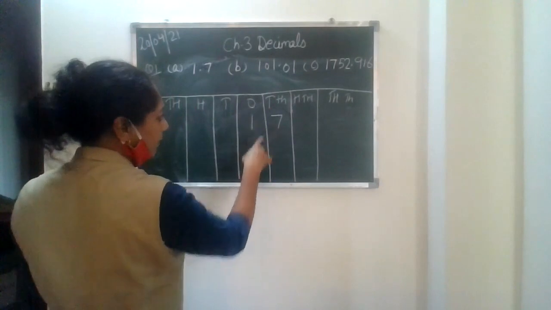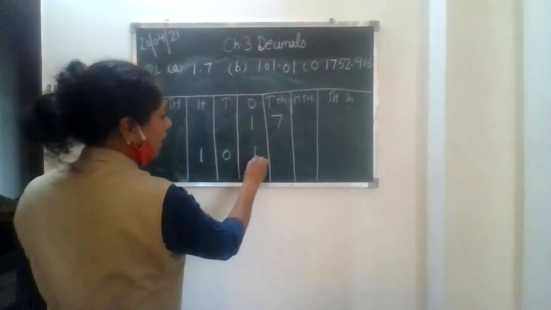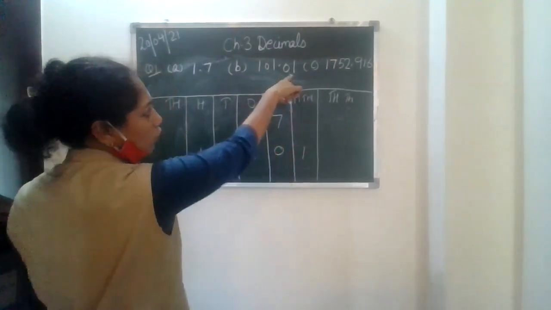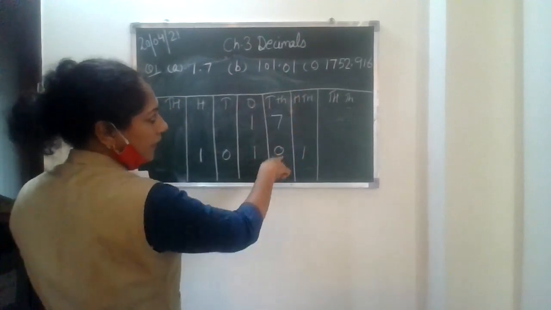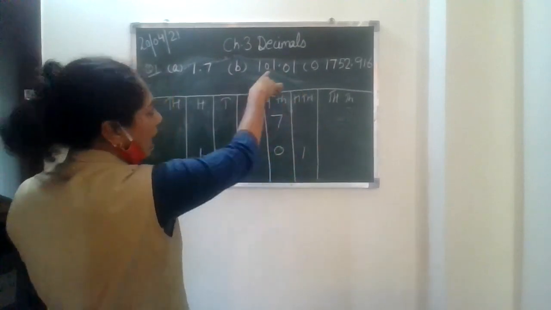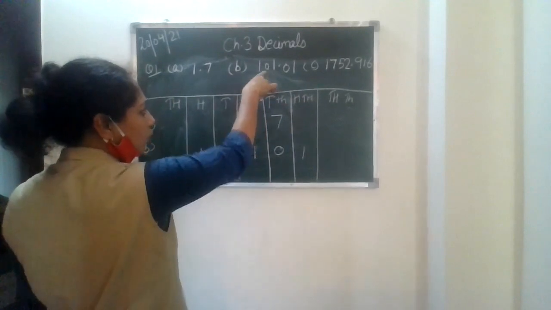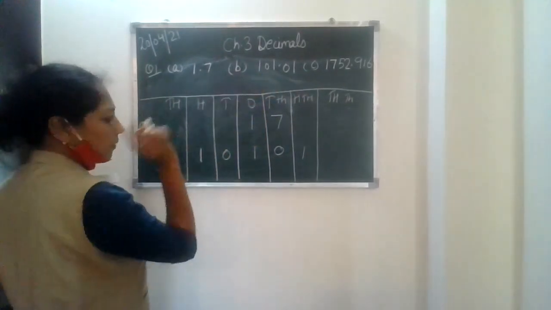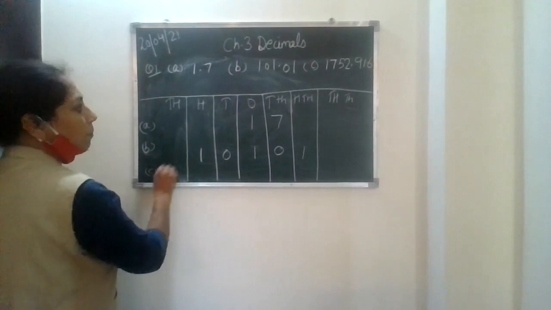B part, 101.01. So here is a demarcation. 101.01. Now watch over here. 0 is written under tenths, 1 is written under hundredths, and 1 is at ones place, 0 is at tens place, 1 is at hundreds place. Okay.